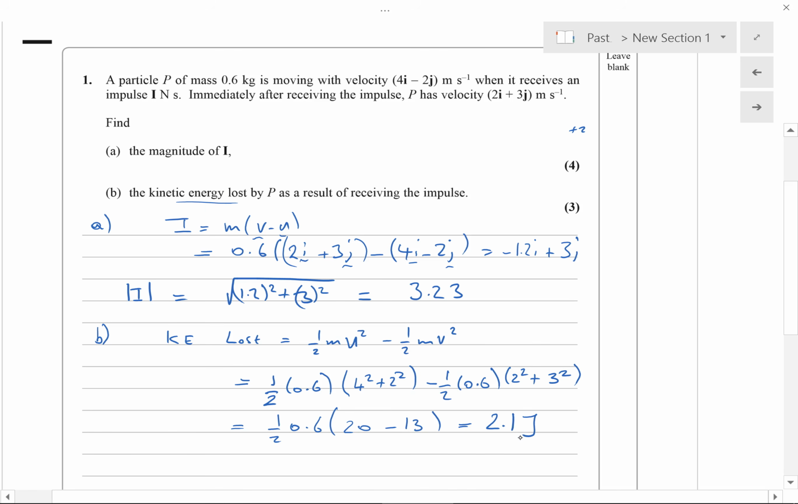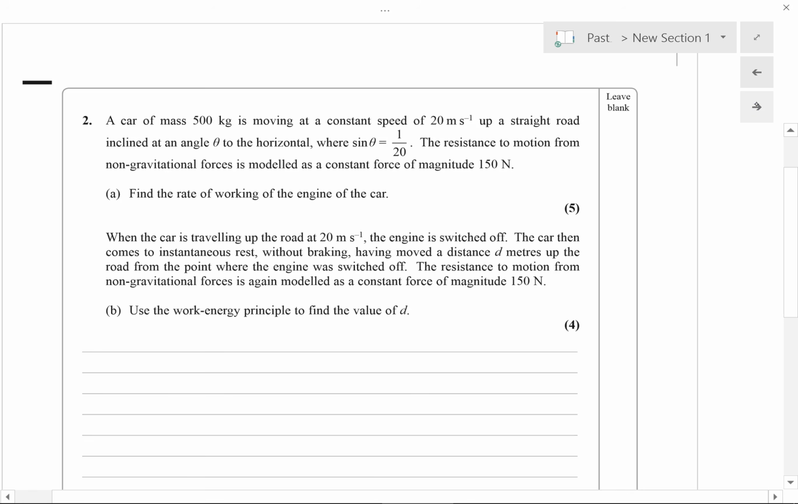And that is it for question 1. Nice easy question to get us into the paper. Let's see what question 2 has in store. Okay, question 2. So we've got a power question, and a work energy principle question for the second part.